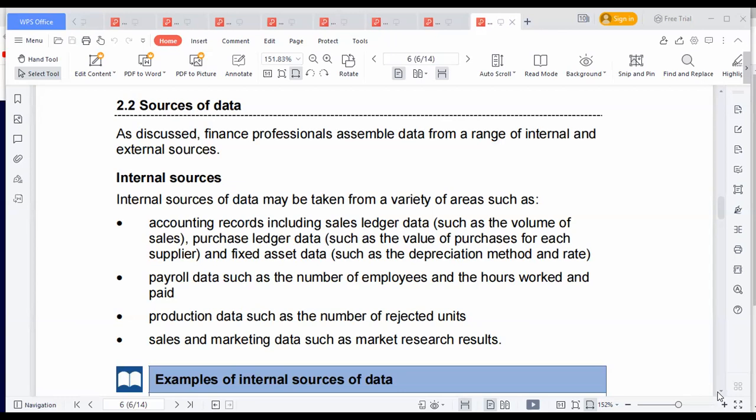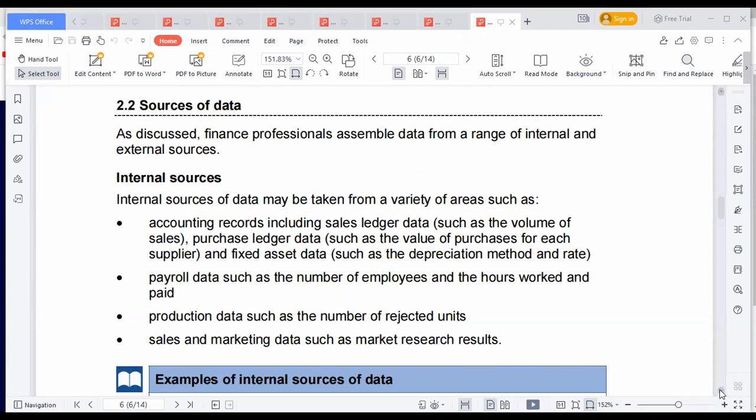Internal sources of information or internal sources of data may be taken from a variety of areas inside the organization, such as accounting records, payroll data such as the number of employees and the hours worked, production data such as the number of rejected units, sales and marketing data. You can see this is internal information, right? Accounting records, payroll data, production information, sales and marketing information, these are all internal. We get them from inside the organization.